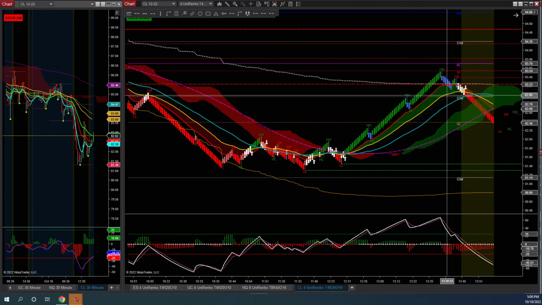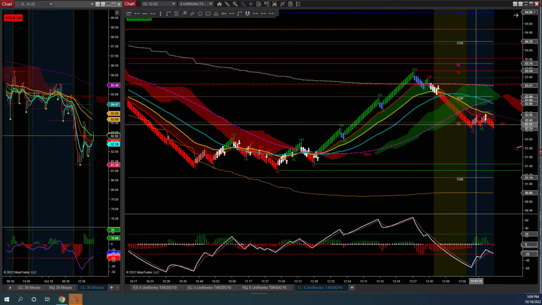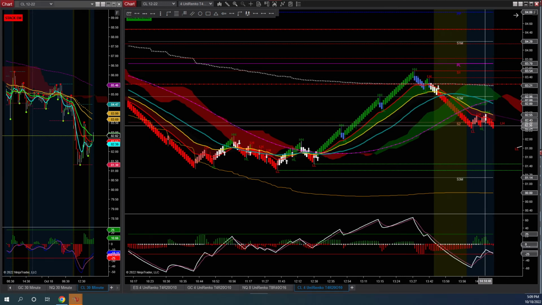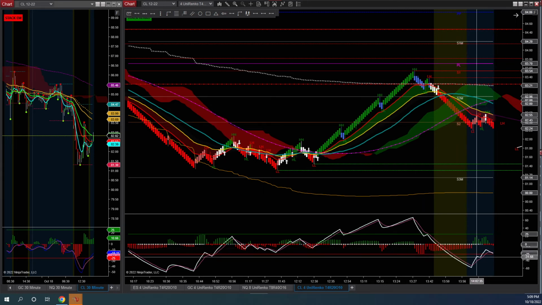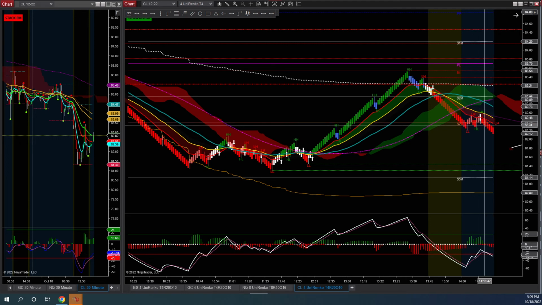So then price came back down. There's no entry here. There is an entry right there actually. So this one here would be probably a little bit extended because of the momentum right there. But then there is another one when the momentum is inside and resetting. So this one would be an entry here.